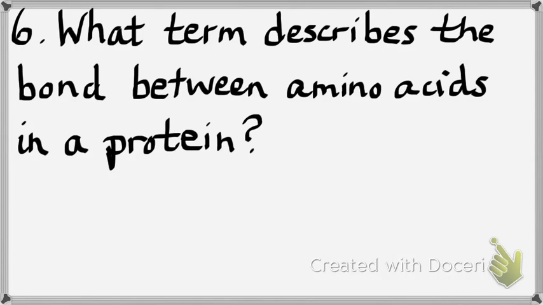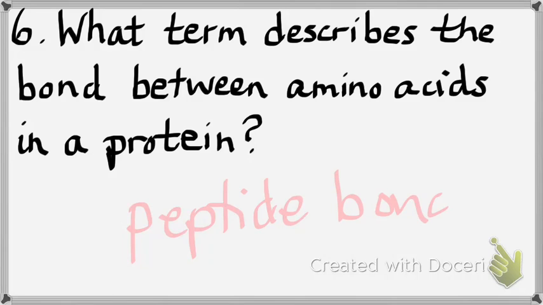Okay, number 6. What term describes the bond between two amino acids in a protein? Excellent. Good job. Peptide bond. In case you need a page number on that, peptide bond is on page 33. In case you want to look that up or look at the picture of the peptide bond, it's page 33, top of the page. Ready? Okay, on number 6.